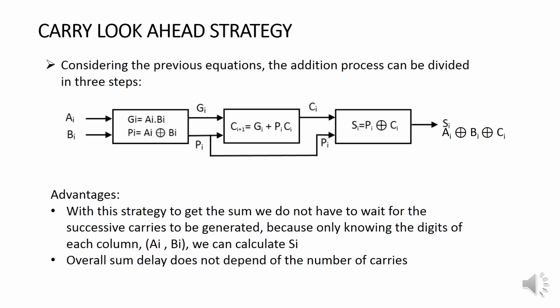What are the advantages of this strategy? First, with this strategy, to get the sum, we do not have to wait for the successive carries to be generated, because only knowing the digits of each column, A and B, we can calculate the sum. And second, the overall sum delay does not depend on the number of carries. Let's then try to deploy this strategy.